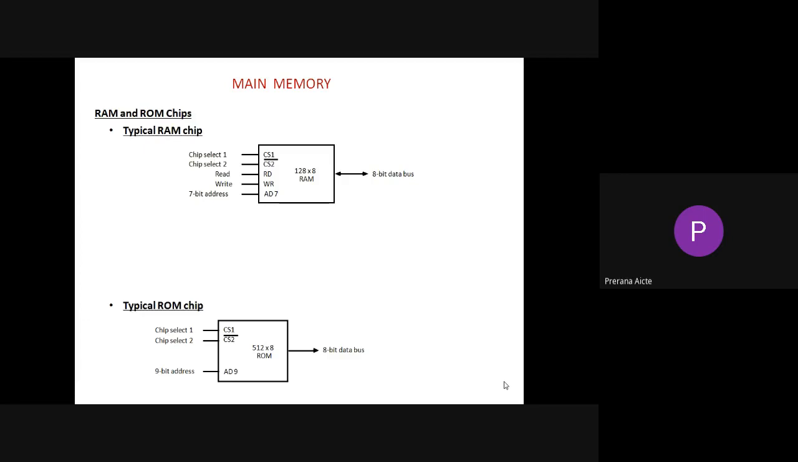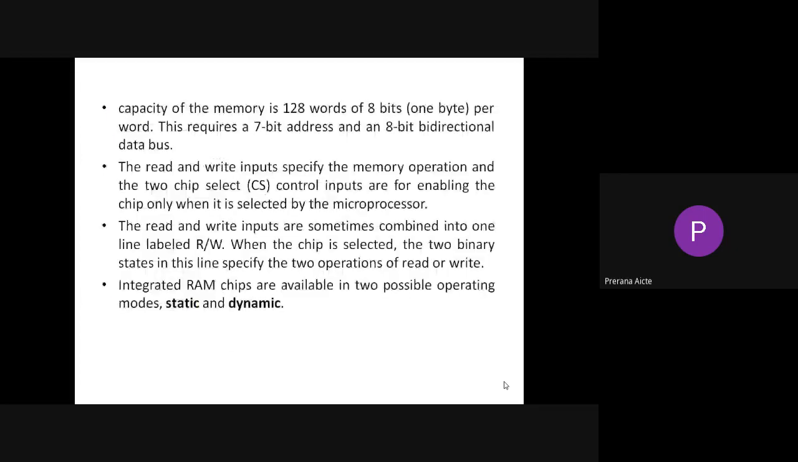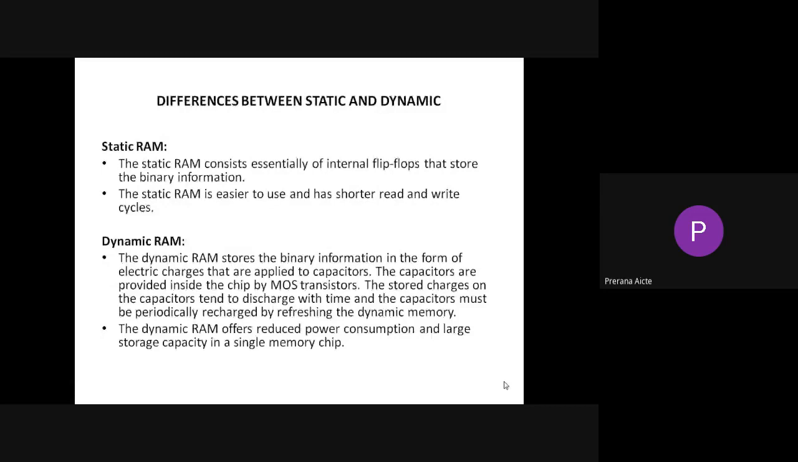The integrated RAM chips are available in two possible modes, static and dynamic RAMs. The static RAM consists essentially of internal flip-flops that store the binary information. The static RAM is easier to use and has shorter read and write cycles.